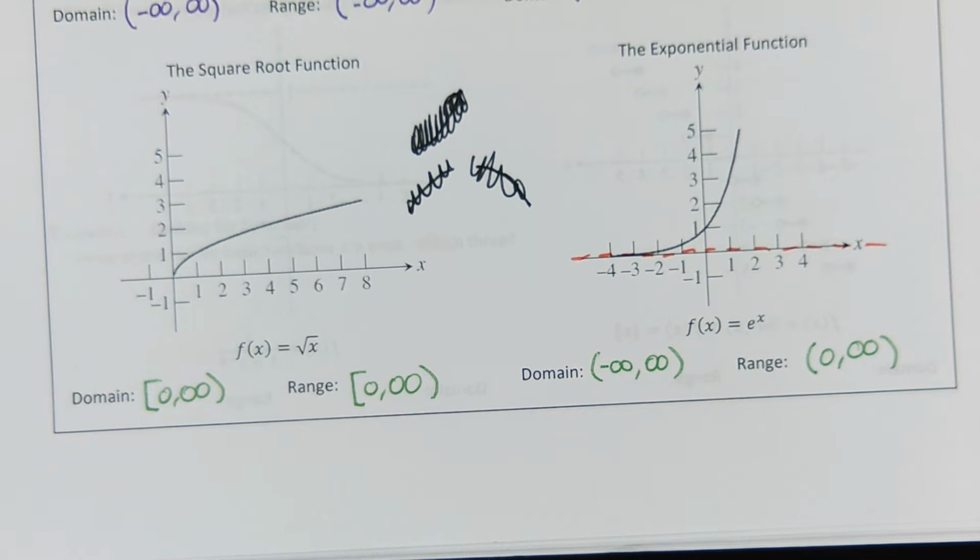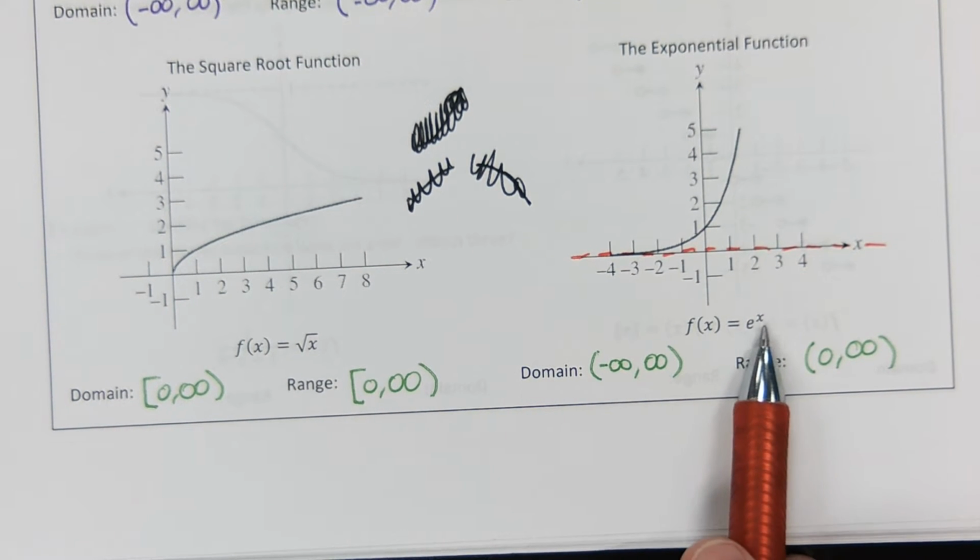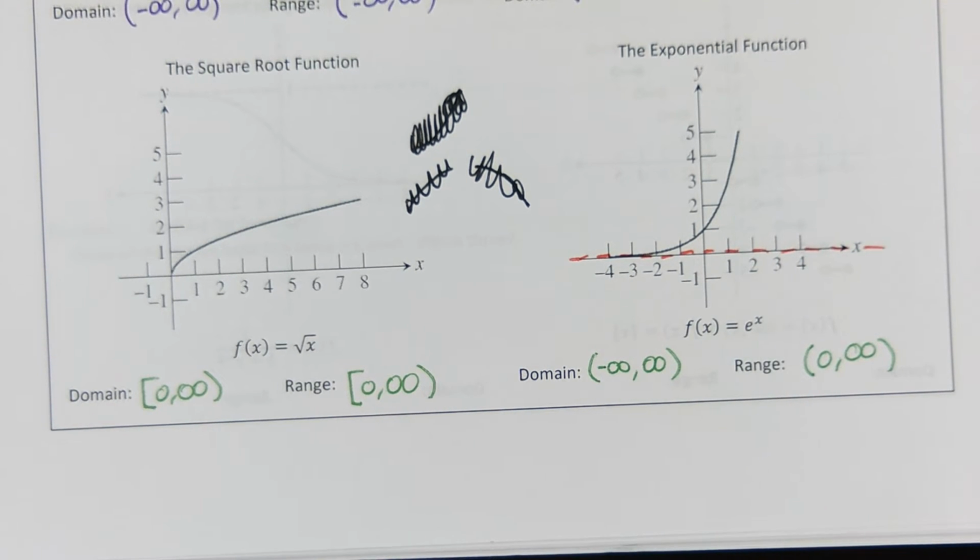E is a positive number, yes. The domain are the x's you're allowed to plug in. But it doesn't matter if you plug in a positive number or a negative number. E to a number is always going to give you back a positive result.